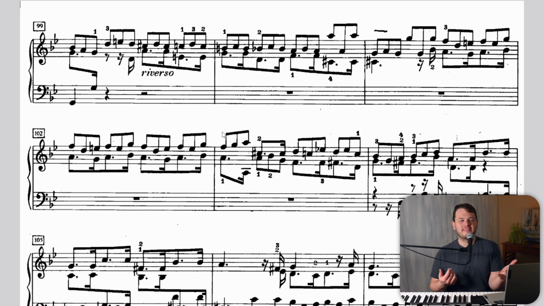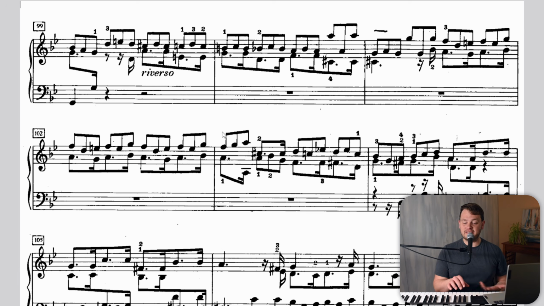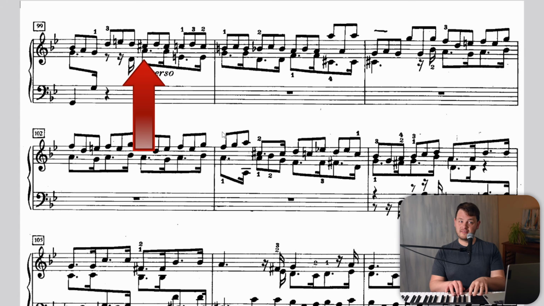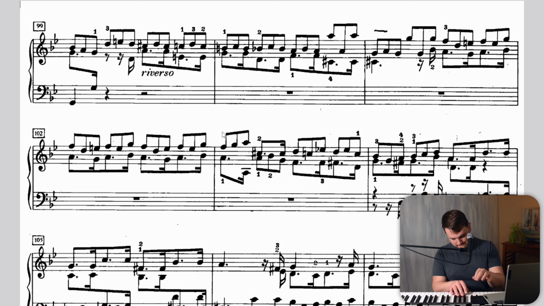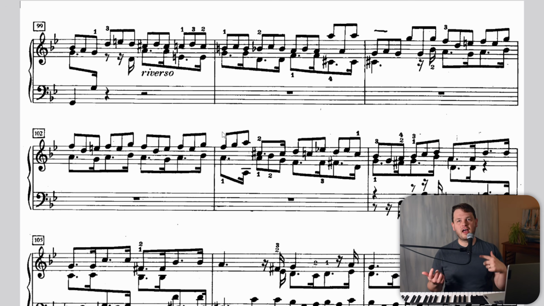But something's wrong. Well, look at it. The music literally says reverso in it. It's upside down. This is our subject, but it's been flipped. Even the second half gets flipped. Instead of going up, we start from the upper note going down.